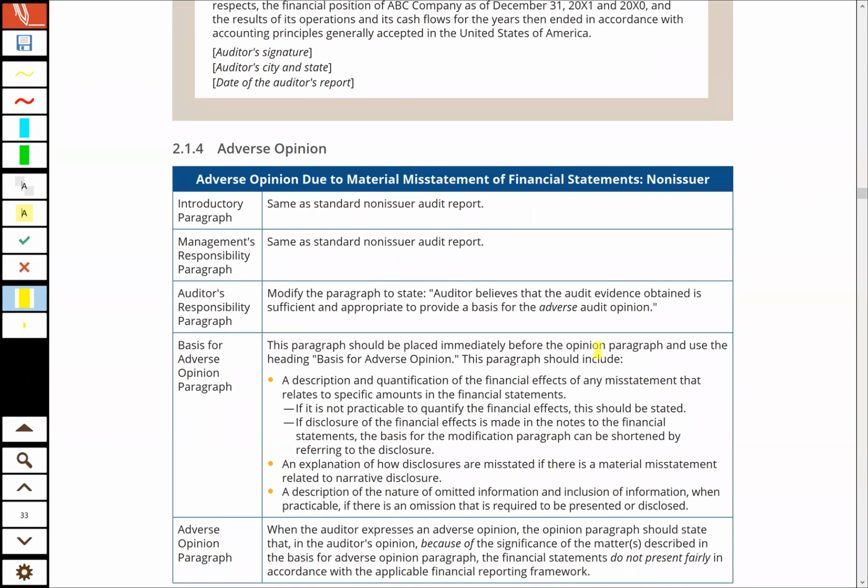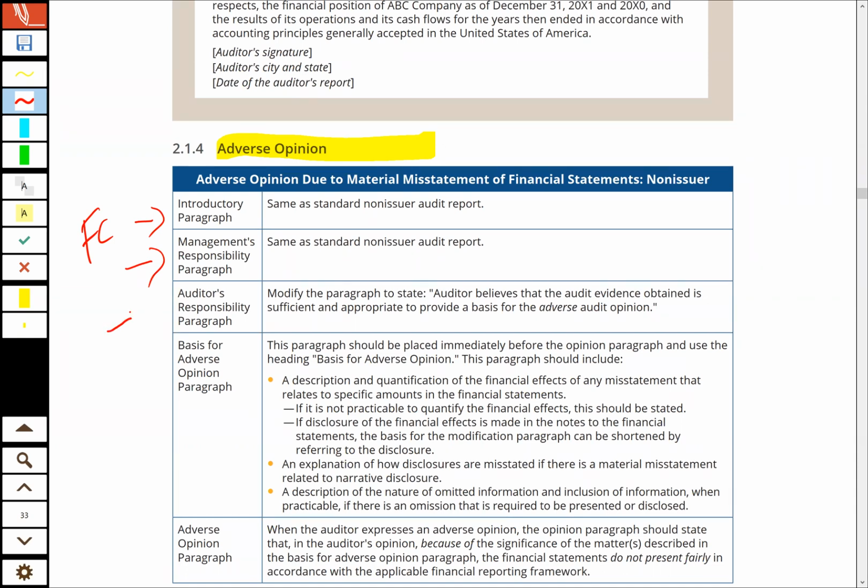Okay, good. Now let's look at adverse. When we see the word adverse, we know we're on the GAAP side of things, right? When our GAAP problems go from bad to worse, again, flashcard the structure, which is what? Intro the same, management responsibility paragraph the same. Big important tip here, guys: the management responsibility paragraph never changes. It doesn't matter what the auditor thinks about the financial statements. Management's still responsible for those financial statements and the internal control. So that paragraph is going to be the same.